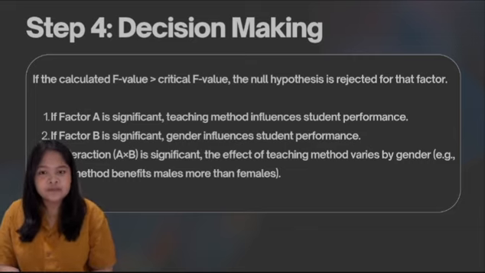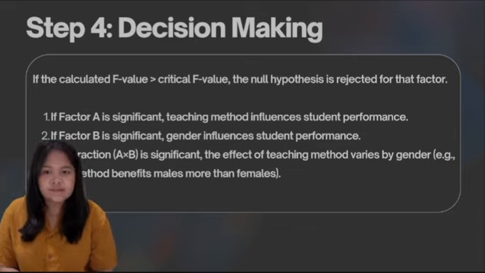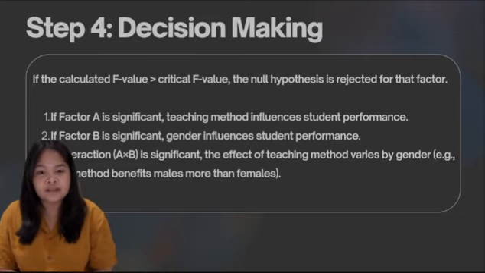For example, if factor A is significant, the teaching method influences performance. If factor B is significant, gender affects performance. If the interaction is significant, the effect of teaching method depends on gender. For instance, one method might work better for males than females.